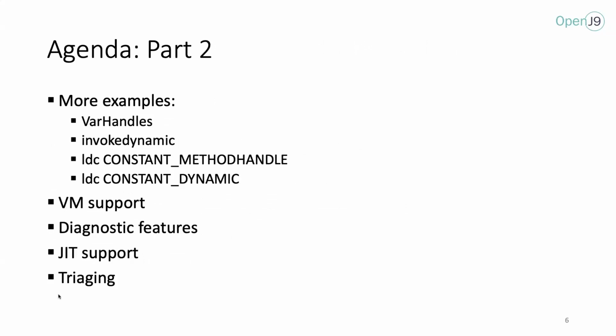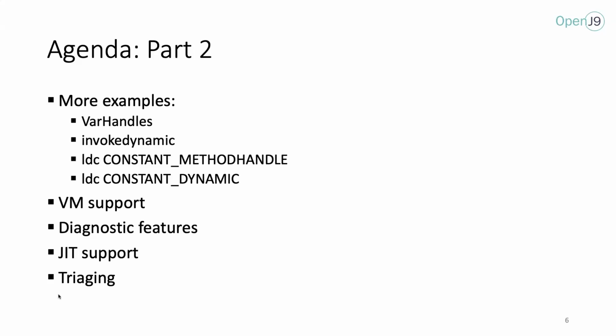In part 2, we will cover more examples where method handles will be used. Then we will sum up all the VM support that was seen in those examples. In addition, we will cover some support which was not covered. Then we will look at diagnostic features, which can be used to triage failures or understand perf issues related to method handles.